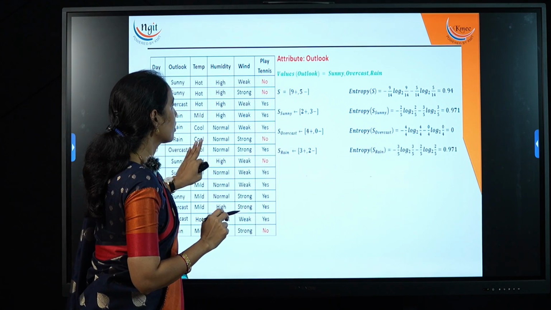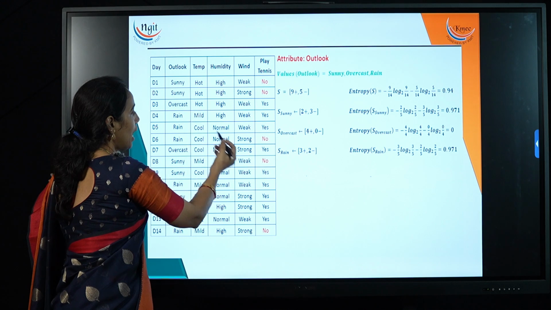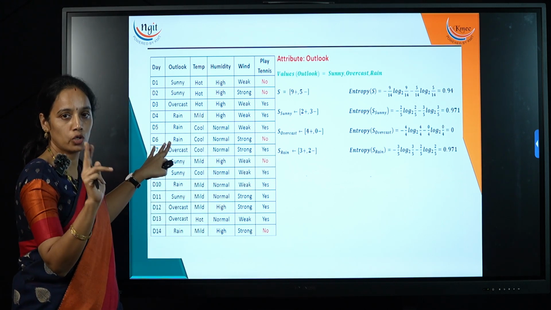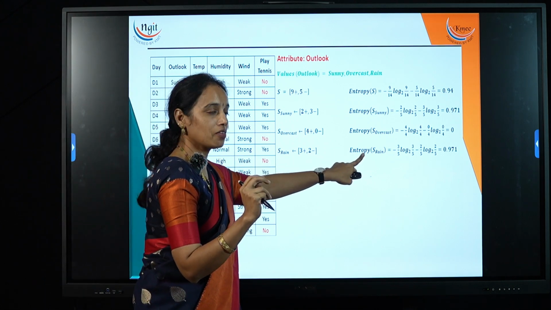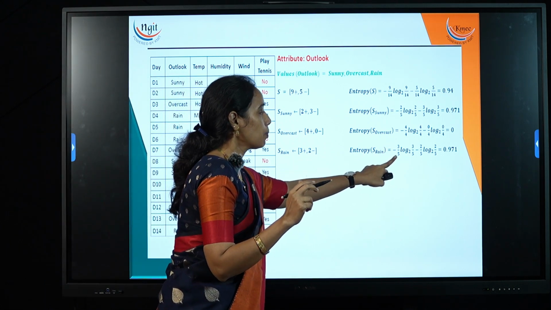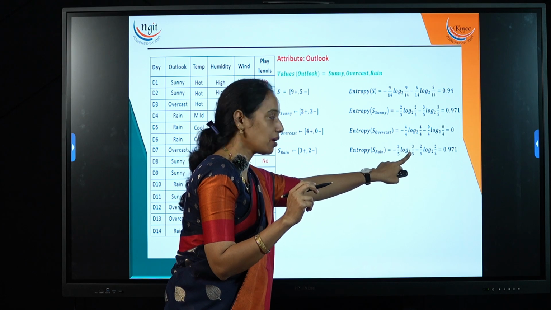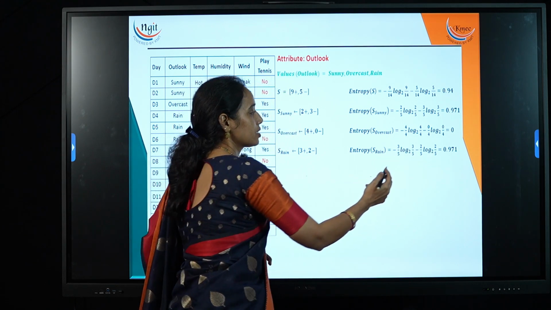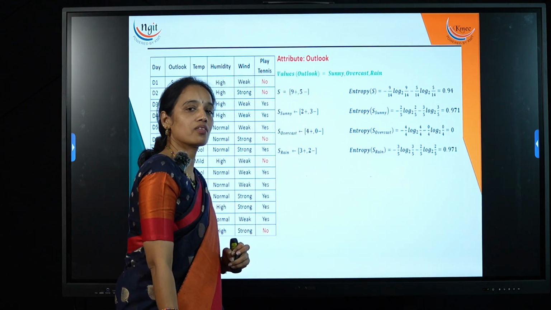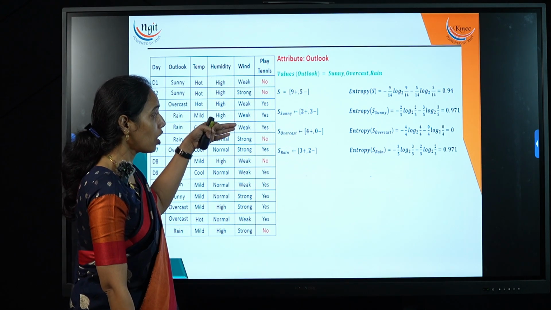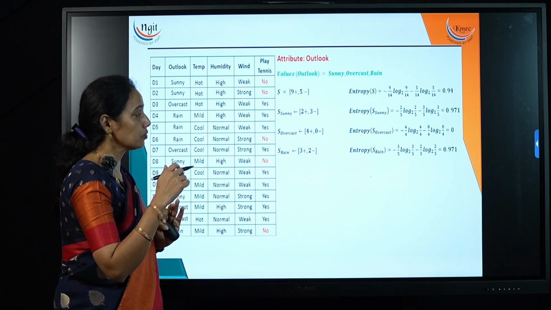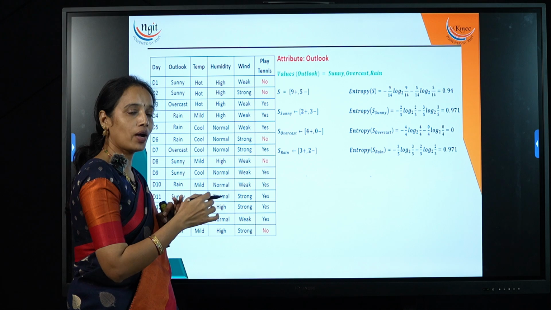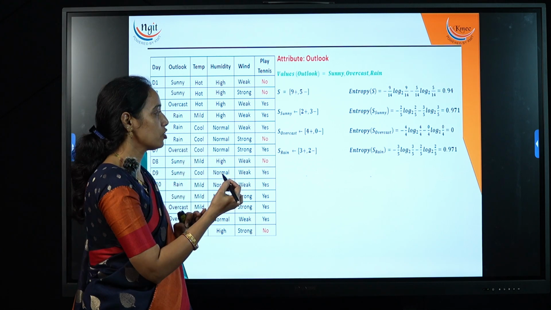Next comes the rain. In rain we have 5 values. In that, for rain, 3 yes, 2 no. So entropy is given by minus 3 by 5 log base 2 of 3 by 5 minus 2 by 5 log base 2 of 2 by 5. So that results in 0.971. Okay. So now we have found the entropy of the whole data set, and we also found the entropy of each individual feature.